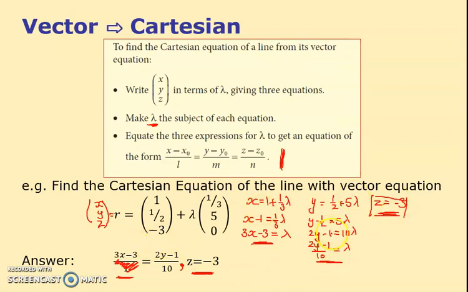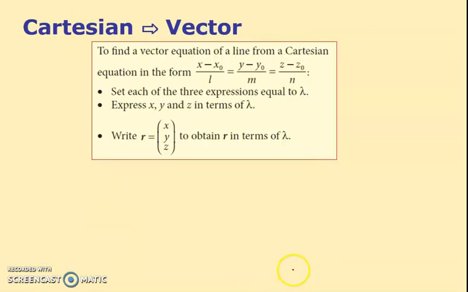Next question then, if I can find my pen. There it is. It's still the same idea, but last time we went from vector to Cartesian. Now what if you start with a Cartesian and go to a vector? It says set each of the 3 expressions equal to lambda. So the assumption is that each of these is equal to lambda, and then you rearrange it, and then you finally get your r.